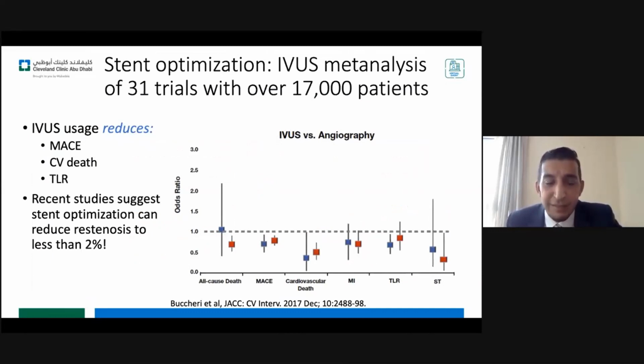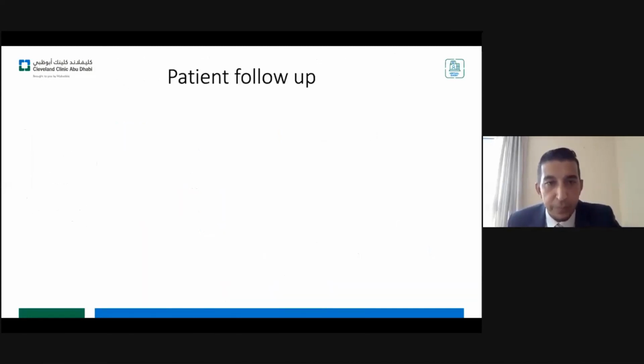And I think we can pretty definitively declare that routine IVUS usage reduces MACE, reduces cardiovascular death, and reduces target lesion revascularization, and should become performed in the majority of cases, especially when there's more complex anatomy. Recent studies even suggest that when we use stent optimization with IVUS or OCT or other imaging techniques, we can reduce restenosis to less than 2%. And I think that becomes of increased importance when we're talking about a therapy that does not improve survival.